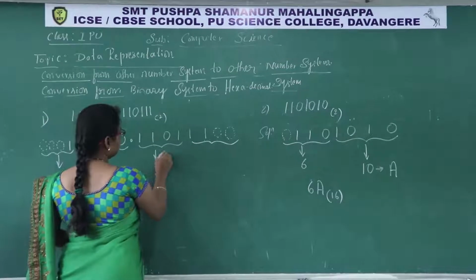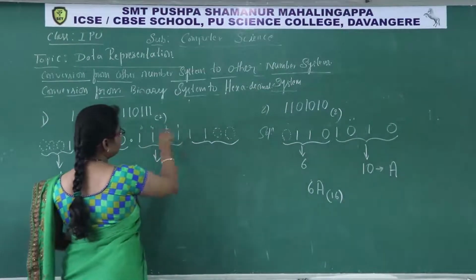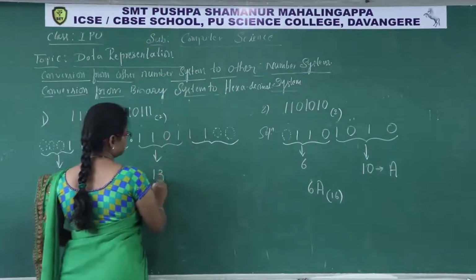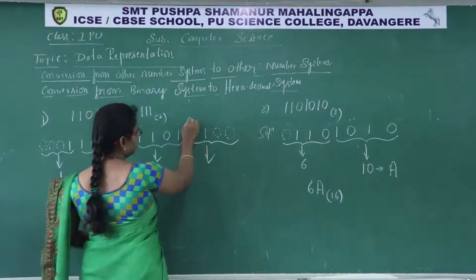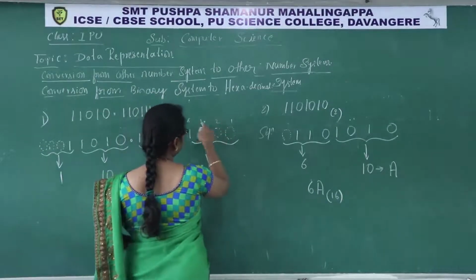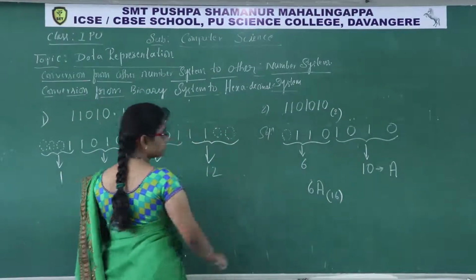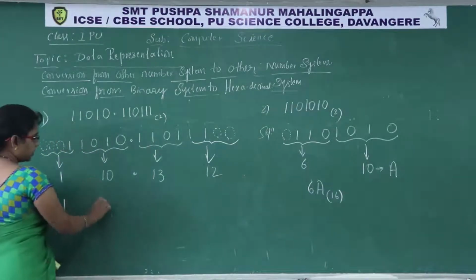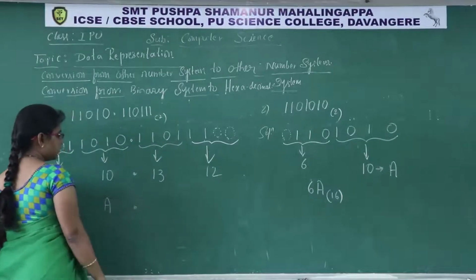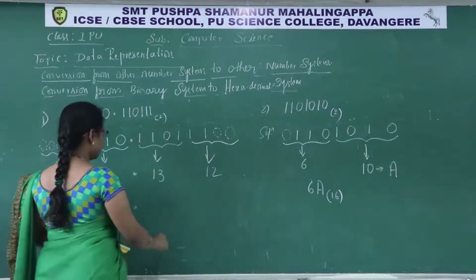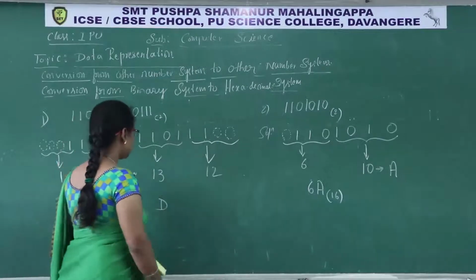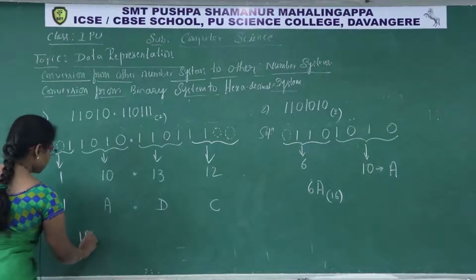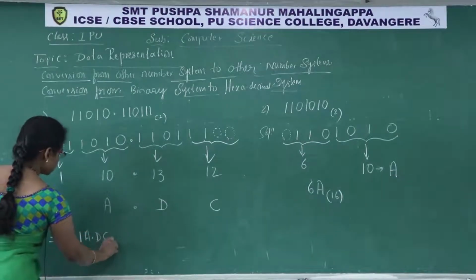Now after the point, 8, 4, 2, 1. 8 plus 4 is 12, 12 plus 1 is 13. Next group, 8, 4, 2, 1: 8 and 4 I should consider, so 12. Now it can be written as 1A point. A, B, C, D: 13 means D, and 12 means C. So the final answer is 1A point DC base 16.